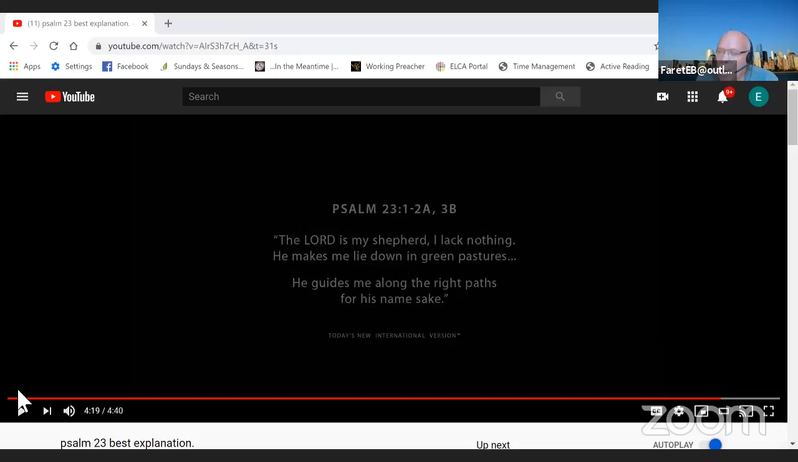Just a couple words on the author. This is attributed to David. David wrote many of the Psalms. And this is written based on his own experiences as a shepherd when he was a young lad, as he was tending to the sheep in that countryside. But he also wrote this with another incident in mind, when he was fleeing from Saul, who was trying to kill him.